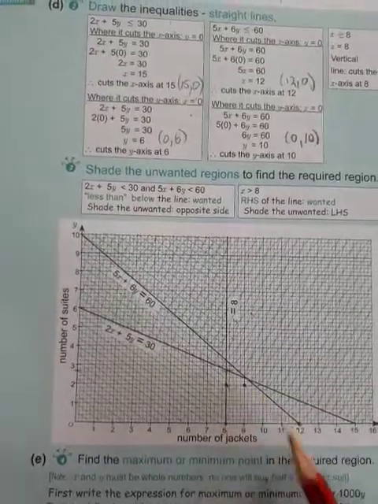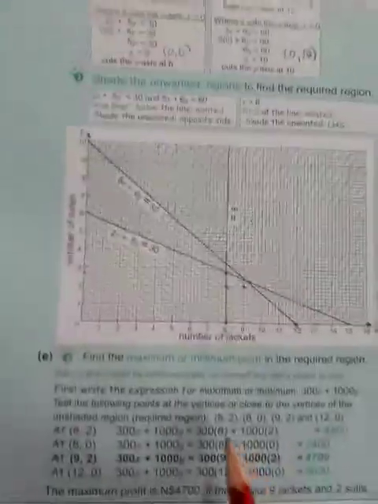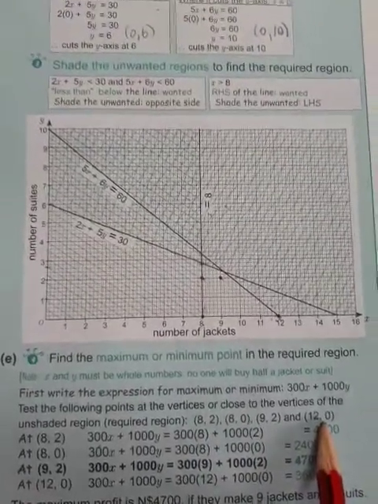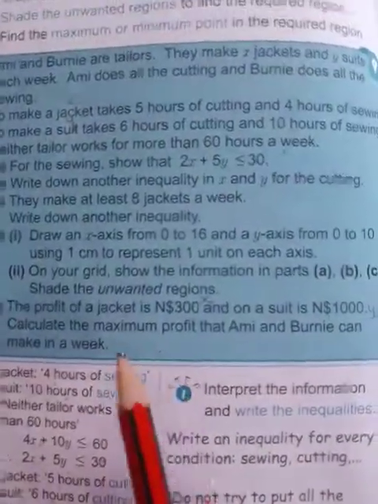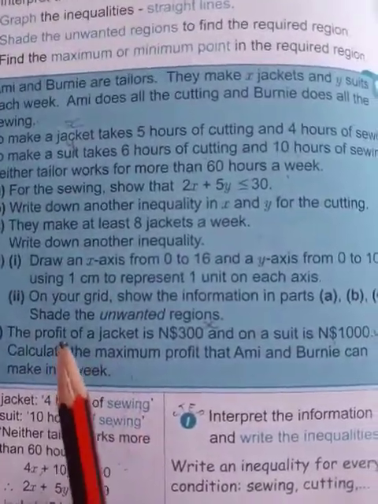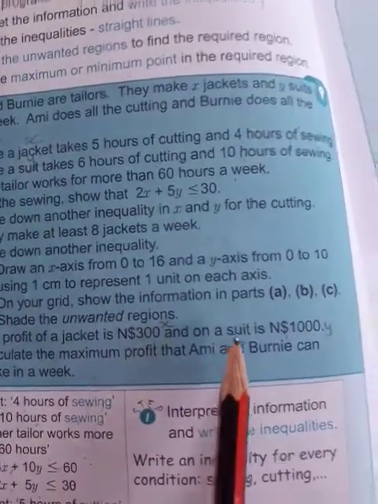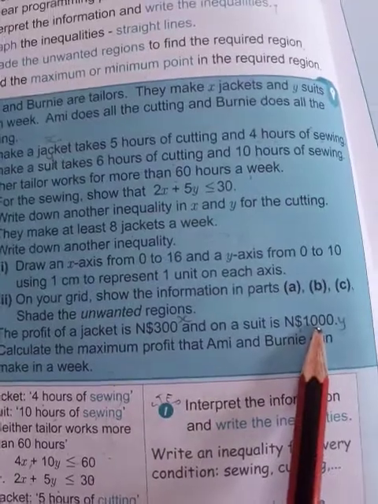Or closest to my vertices. Okay, so I have written them down here. Now you must also read the information that they say you must use for minimum and maximum values. The profit of a jacket is 300 and on a suit is 1000.